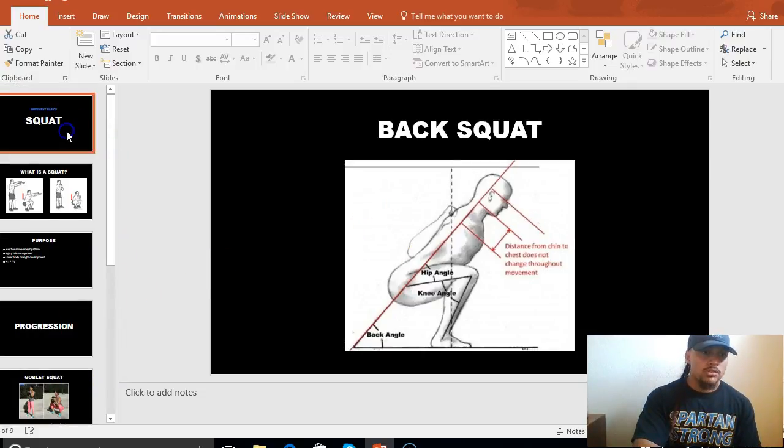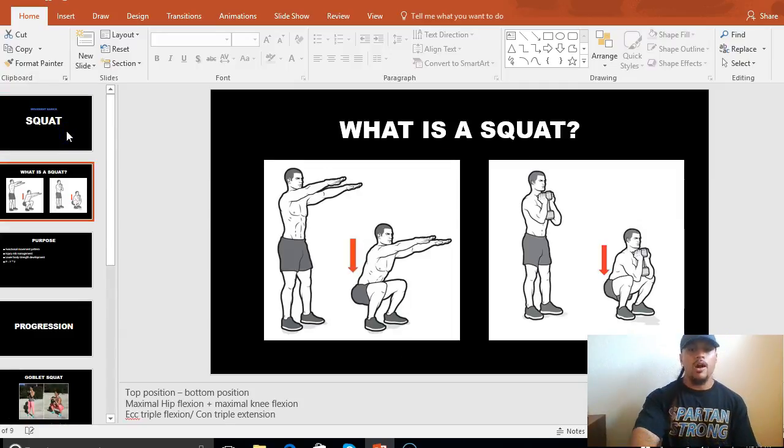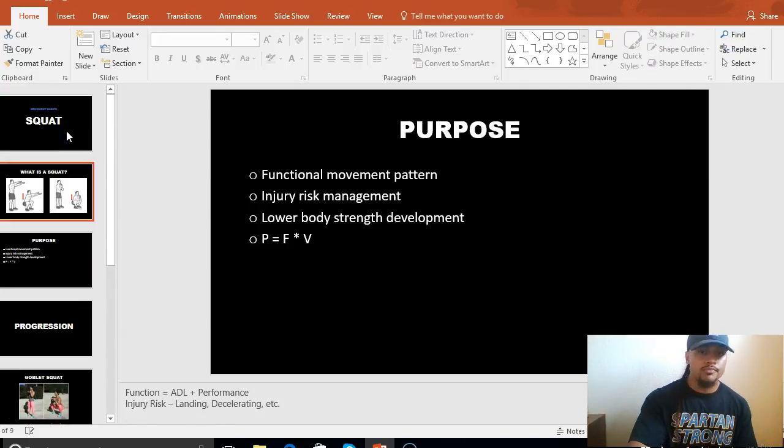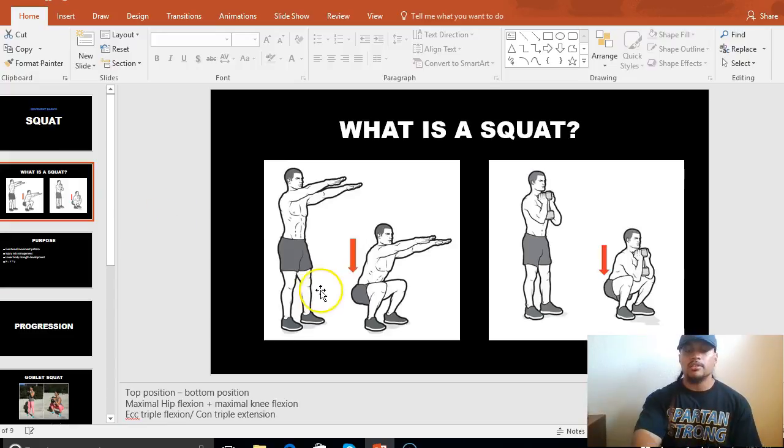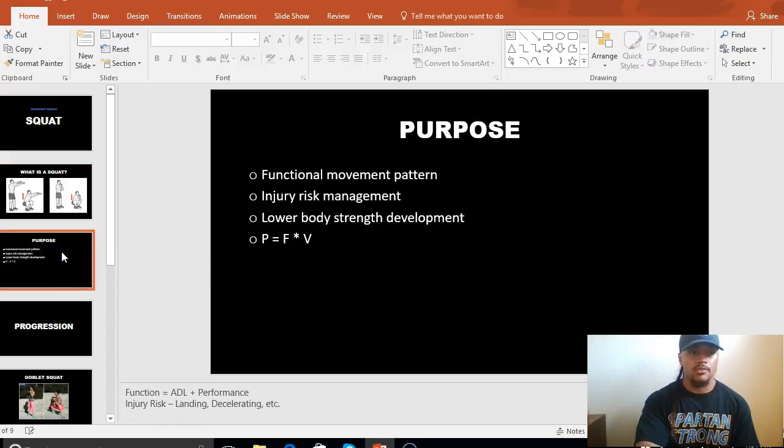So just to recap, we went over the squat. Again, the movement pattern is simply eccentric triple extension of the lower limbs followed by concentric. The lowering is eccentric triple flexion of the lower limbs. The concentric would be a concentric triple extension of the lower limbs, neutral spine, knees out, feet shoulder width apart.